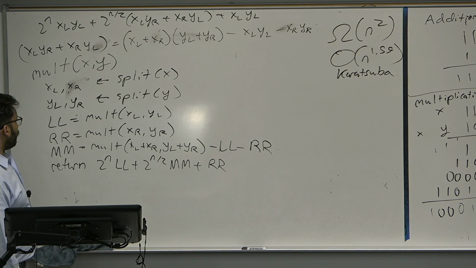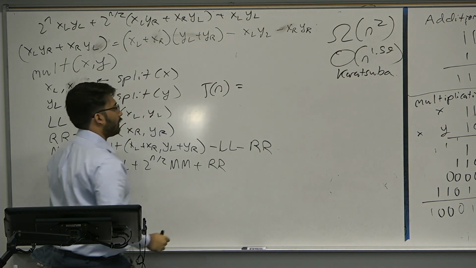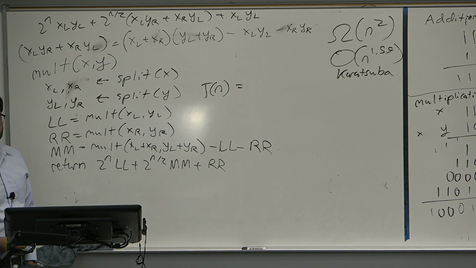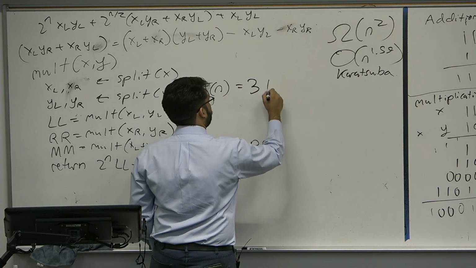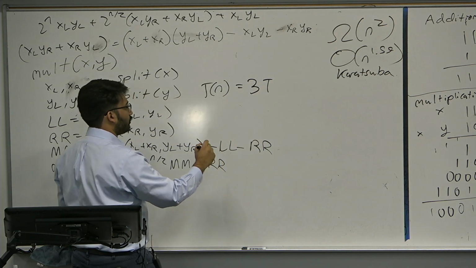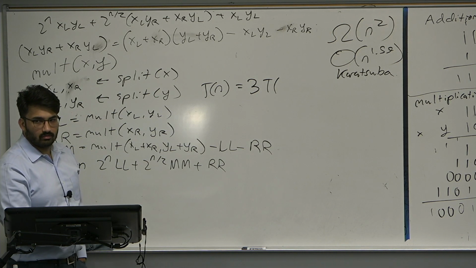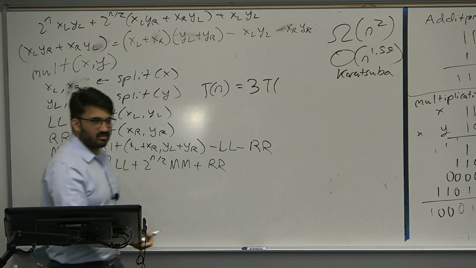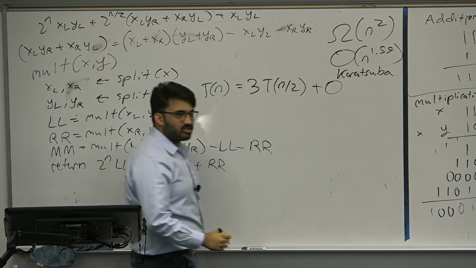What's our runtime here? How many subproblems do I have? 3. I have 1 less now, actually. But it's come at a cost of additional work somewhere else. What's the size of my subproblem? It hasn't changed. It's still n over 2 bits, right? But the work done has changed. What's the work done now?